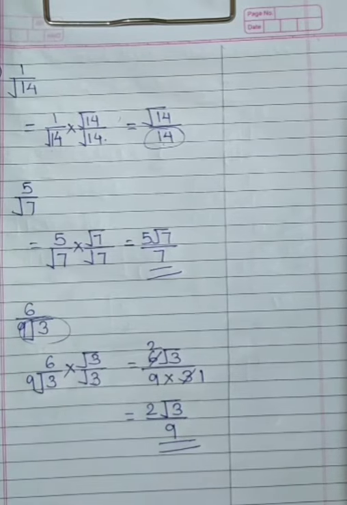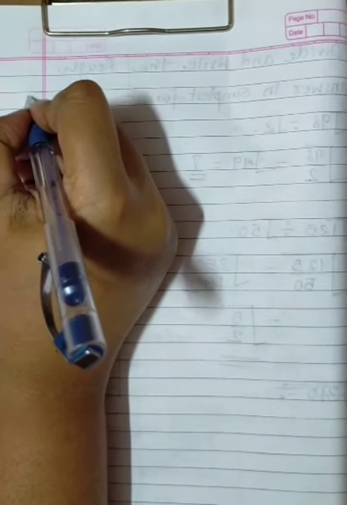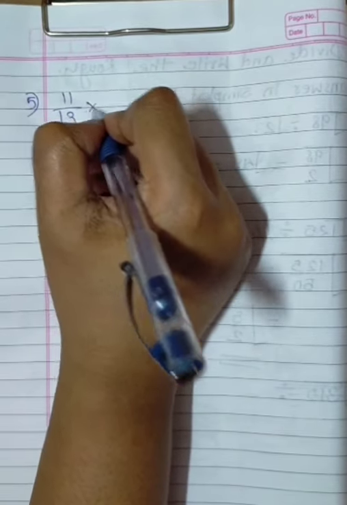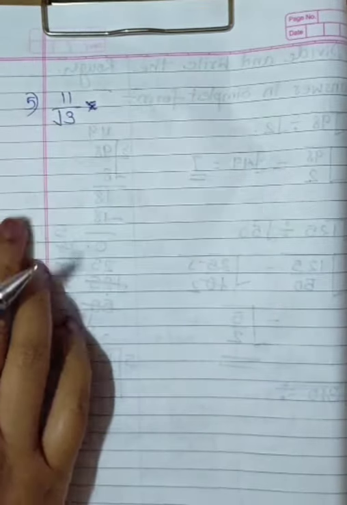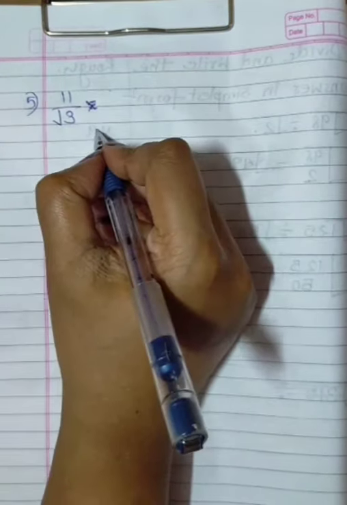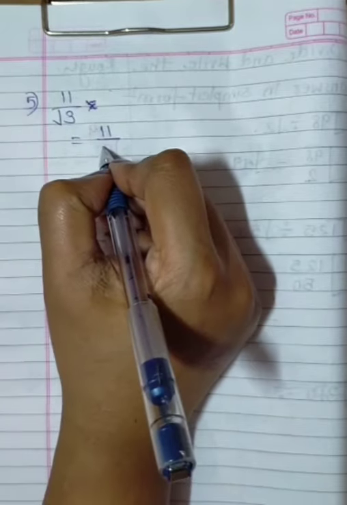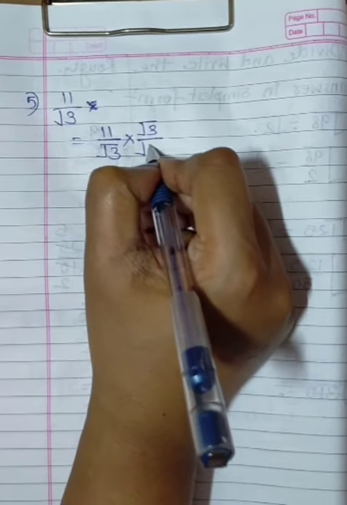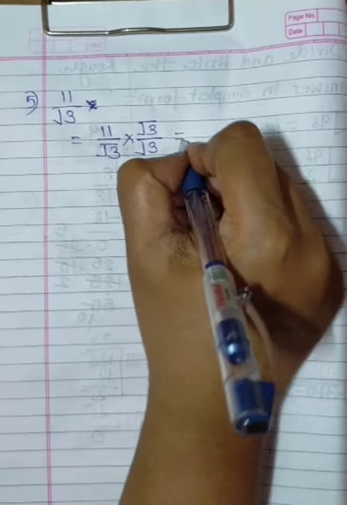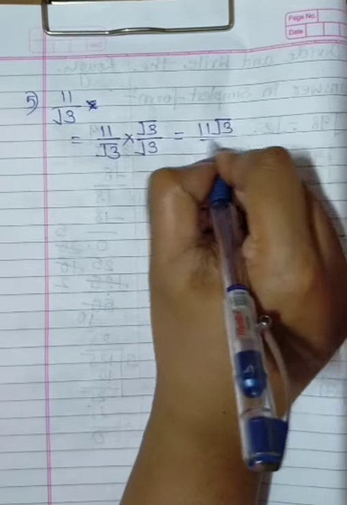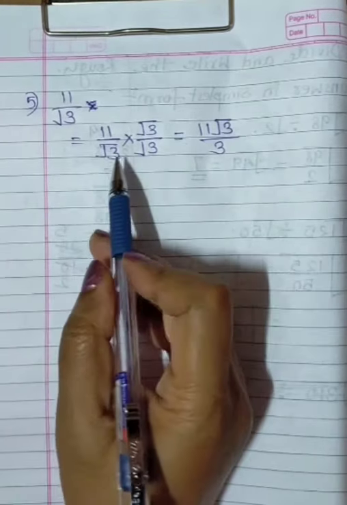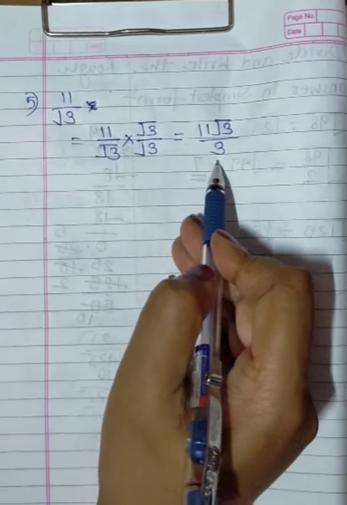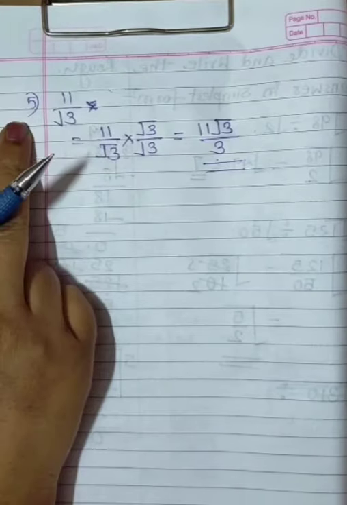Now question number 5 is 11 upon square root 3. Again the same method we will use. 11 upon square root 3, multiply both sides with the denominator, that is square root 3. Then we will get the answer 11 square root 3 upon 3. As you know, square root 3 and square root 3 will become 3. This is our answer for question number 5.